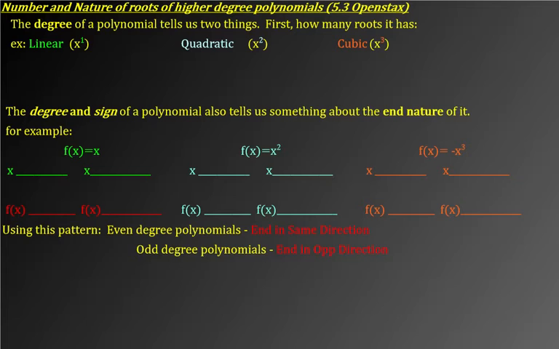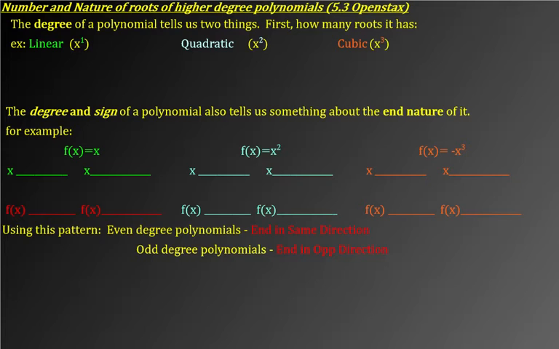So the plan for today is to talk about what I've got right up here, the number and nature of roots for these higher order polynomials. There's a lot of patterns that I basically want you to see. One of them has to do with just the degree alone, and then another pattern has to do with the degree and the sign of the polynomial, so whether the leading coefficient is positive or negative.